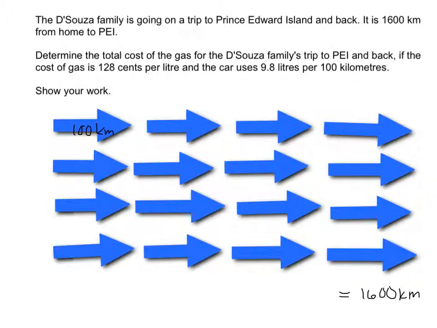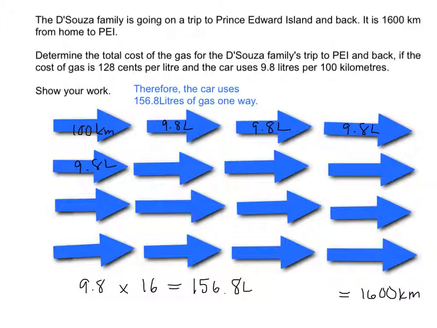Well, we also need to figure out how much gas they use altogether. Well, if each time they travel 100 kilometers, they use 9.8 liters of gas, and if there's 16 groups, that means I need to take 9.8 and multiply it by 16, since there are 1,600 kilometers traveled altogether. 9.8 times 16 is equal to 156.8 liters. So therefore, the car uses 156.8 liters of gas for one way.